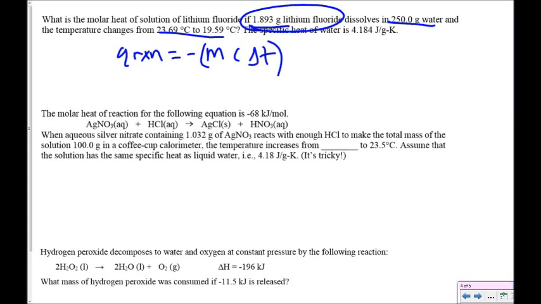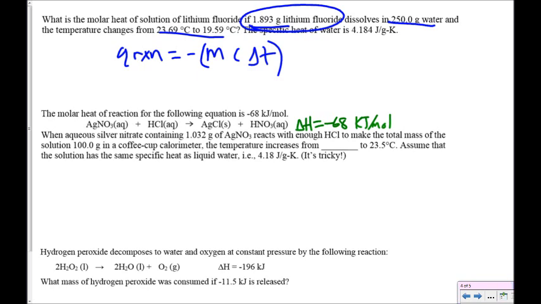Next one: if the molar heat of the reaction of the following equation is negative 68 kilojoules per mole. Whenever I see this kind of thing, I really recommend you do this. What they're telling me is that I've got a thermochemical equation. Remember, with a thermochemical equation, I can do energy stoichiometry. It may or may not become important, but that's the first thing I see.